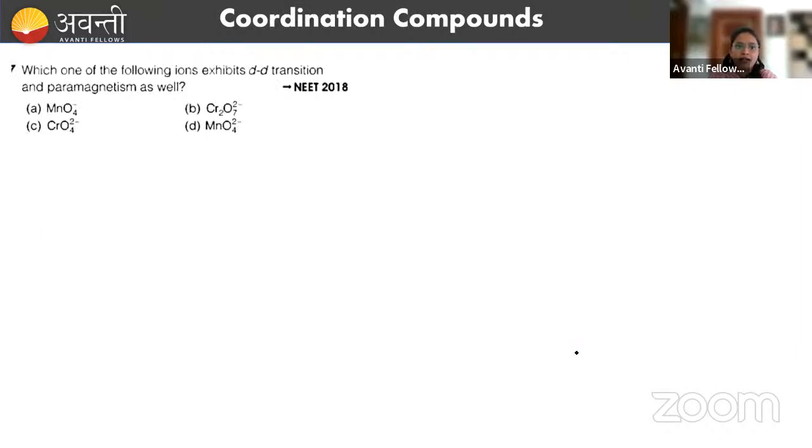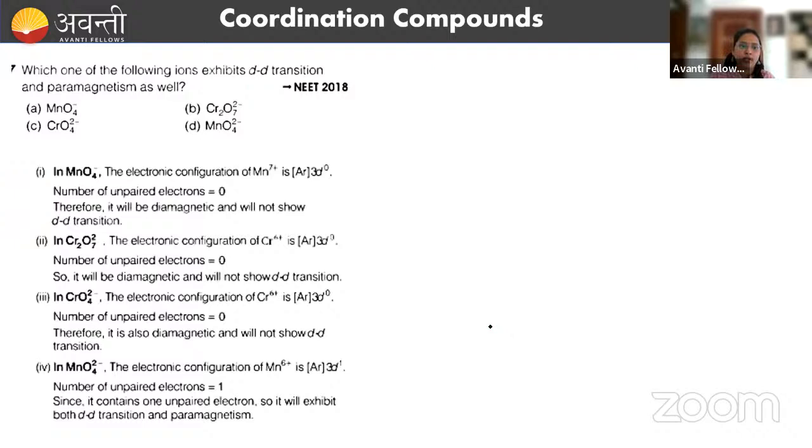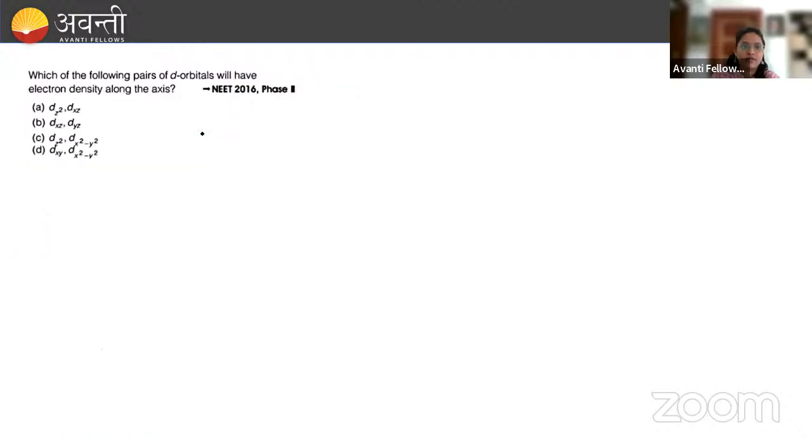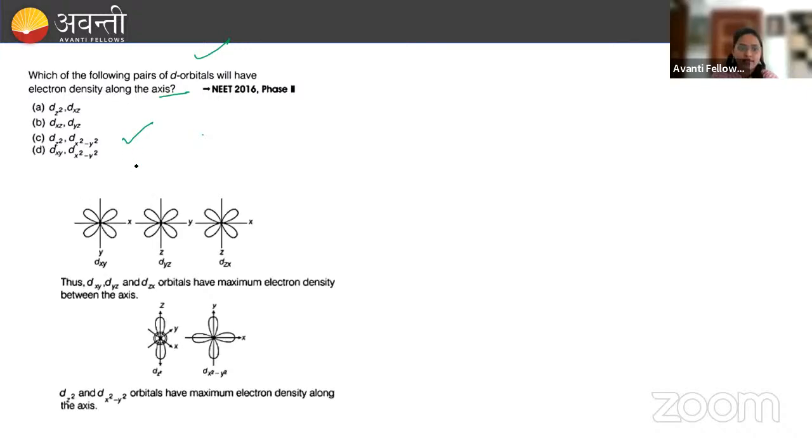Next, these are some problems. Which one of the following ions exhibit d-d transition and is paramagnetic as well? तो आप सब A B C D को कंसिडर करो, ये रीड करो, नंबर ऑफ इलेक्ट्रॉन फाइंड आउट करो, आपको मिल जाएगा आंसर. ठीक है. Next, which of the following pairs of d orbitals will have electron density along the axis? मैंने बोला था कि the d orbitals consist of 5 d orbitals. Some are along the axis and some are in between the axis. So which are along the axis? So these two are along the axis. So option C is the correct answer. Okay, these are along the axis and these are in between the axis. It is already written. You can read this.